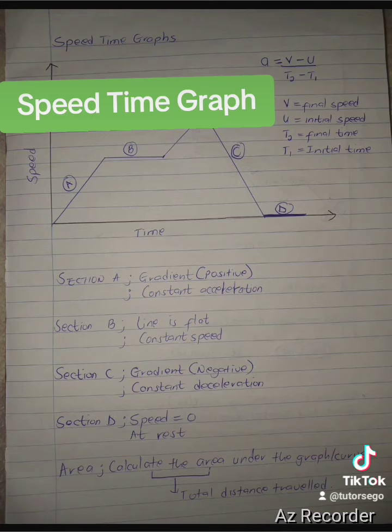Okay. Now you can also be asked to find the acceleration. Remember we spoke about section A, which is constant acceleration, and then section C, which is constant deceleration. So to find either acceleration or deceleration, you're going to say V minus U over T2 minus T1. V meaning the final speed or velocity, U meaning the initial speed or velocity, and then T2, that's the final time, and then T1, that's the initial time, because you can't always assume that it started at 0. So hence it's important to write T2 minus T1, okay? Final time minus initial time.